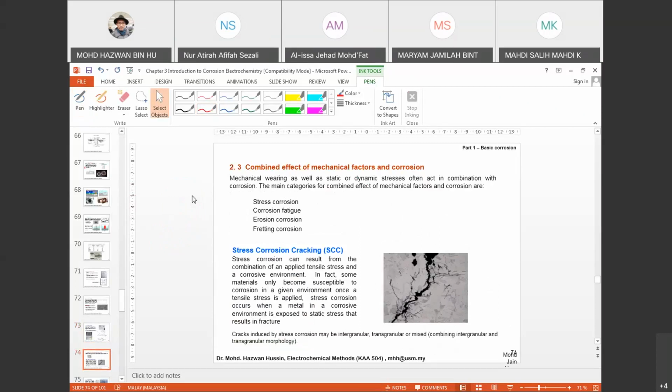Any questions so far for localized corrosion before I move to combined effect of corrosion? So far, any question? Yes, no?